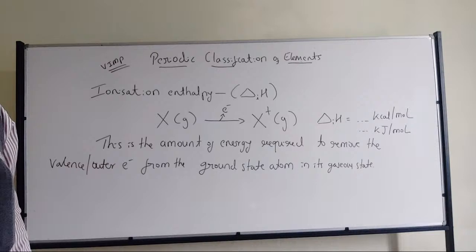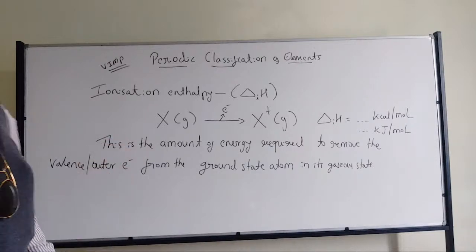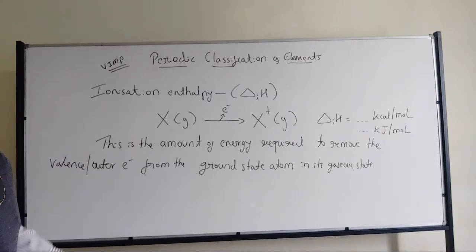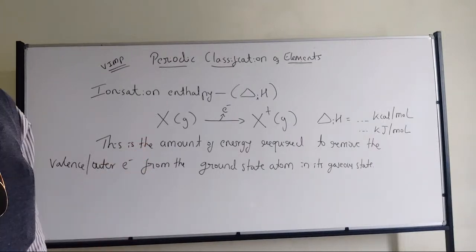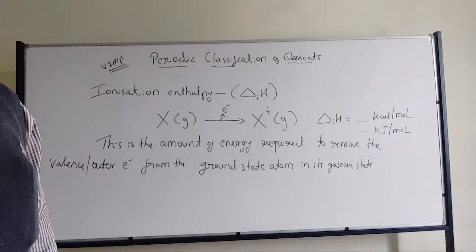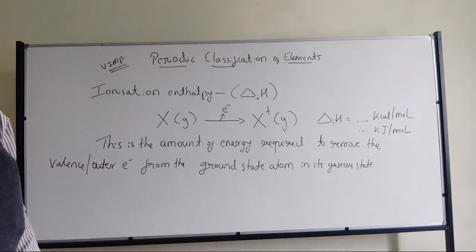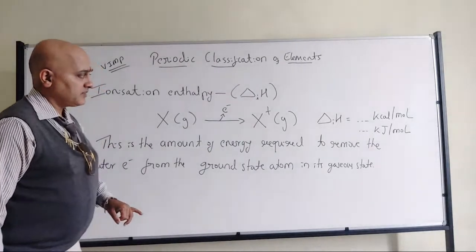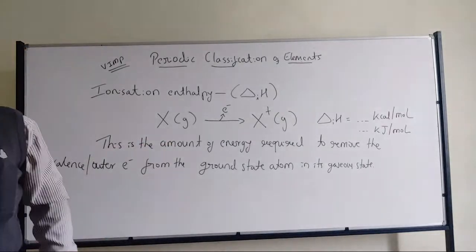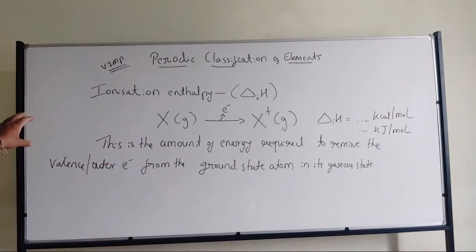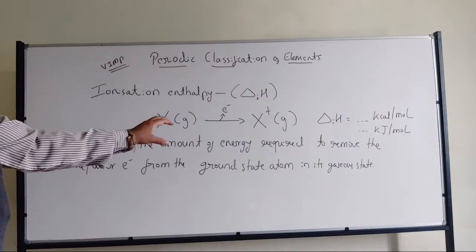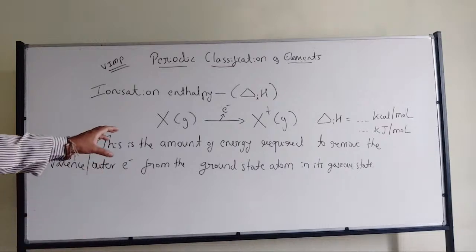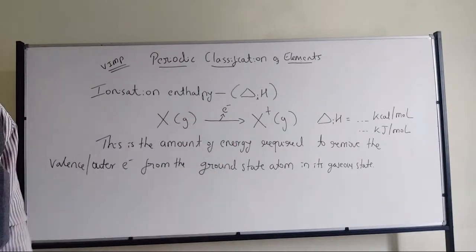Got my point? And that's where the atom should be in its ground state. It should be under gaseous condition. Then we have to consider the change in enthalpy, or amount of energy involved. We can also define this change in enthalpy as the change when a valence electron is removed from the gaseous state of the atom, or the ground state of the atom in its gaseous condition.